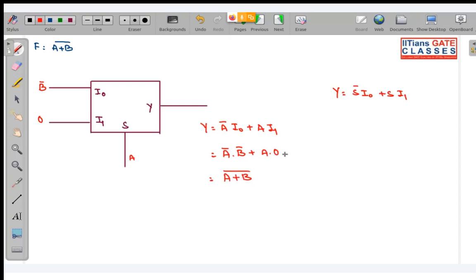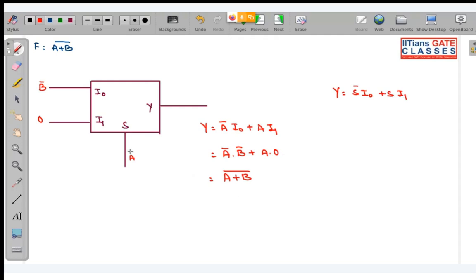But tell me one thing, for implementing this NOR gate using 2 cross 1 mux, listen very carefully. If I want to implement the NOR operation using 2 cross 1 mux, how many 2 cross 1 mux will I require to implement this function? How is it 1? How is it 1?